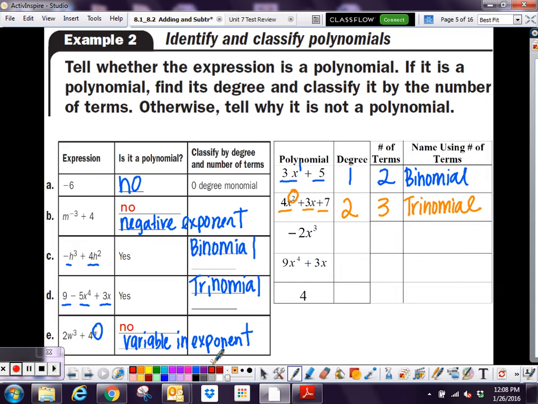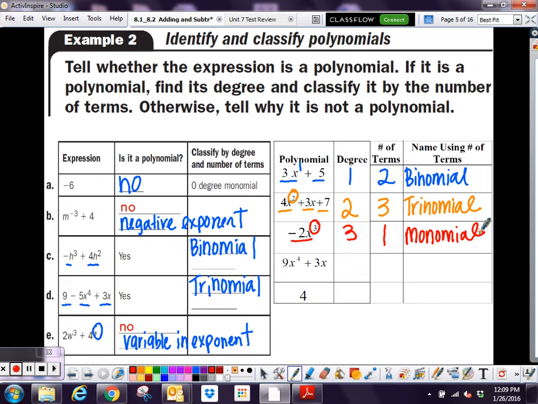Okay, this third one, negative 2x cubed. Okay, so we've got negative 2x cubed. So here I can see my degree is 3. I just have 1 term, which means I can call this a monomial. So those are the 3 main ones you have. You got monomial, trinomial, and binomial.